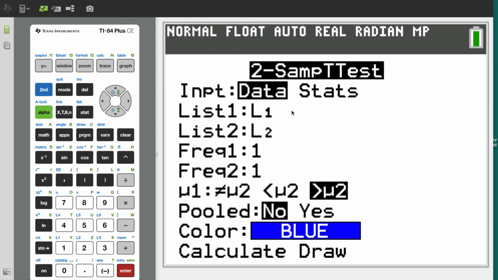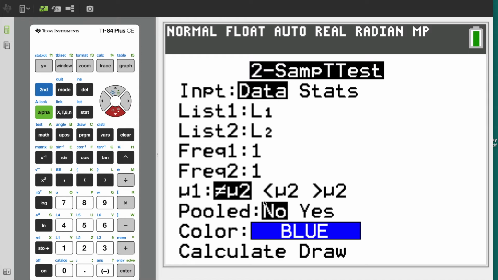Data is going to be highlighted. When you're given the two lists, we're going to highlight data. I have L1 and L2, so they're the correct lists. If you have them in different lists, you're going to need to tell it what lists you have plugged in. Frequency, I'm going to leave at 1 or leave them blank. We had not equal to, so that is going to be highlighted.